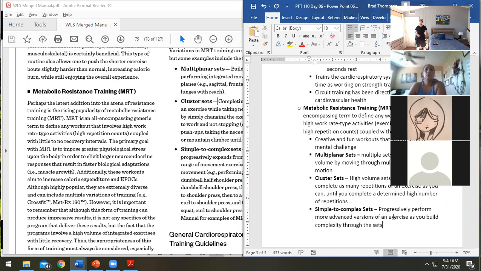all right, so you're gonna do a clean. Then you're gonna do a clean to shoulder press. And then you're gonna do a clean to shoulder press to overhead squat. And then a clean to shoulder press to overhead squat to kettlebell swing. And then a clean to shoulder press to overhead squat to kettlebell swing to reverse lunge. It's just where you're building complexity every round, right?